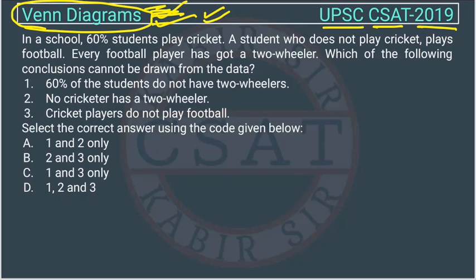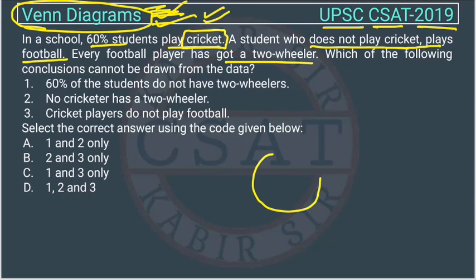So now, in a school, 60% students play cricket, right? A student who does not play cricket plays football, right? It means everybody in the school is playing, so either they are playing cricket, otherwise they are playing football. Every football player has got a two-wheeler, right? So now we will draw the circle or the Venn diagram representing cricket. So this is representing cricket. So this is 60%, right?